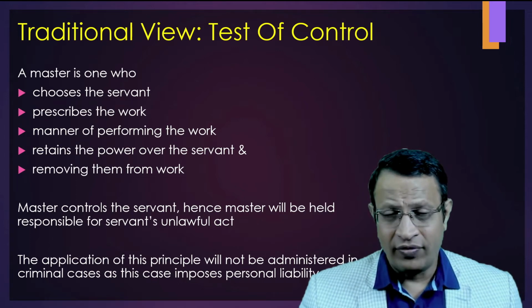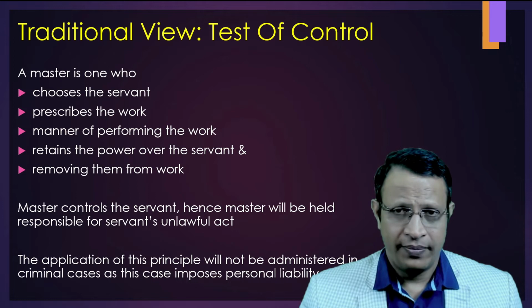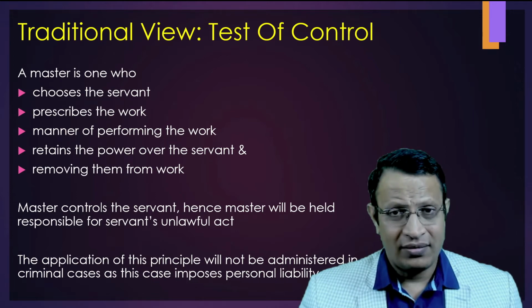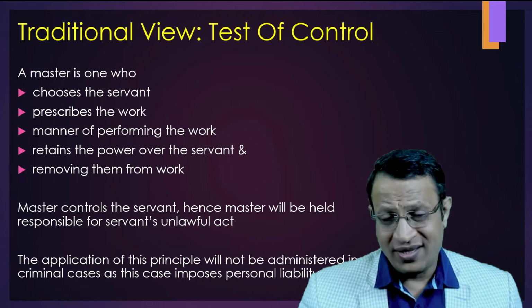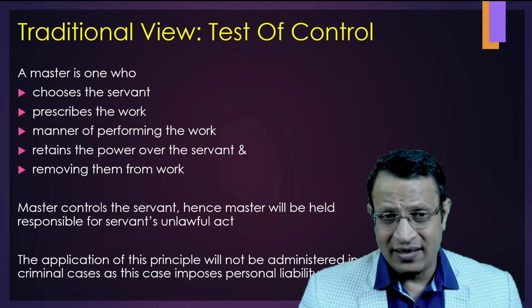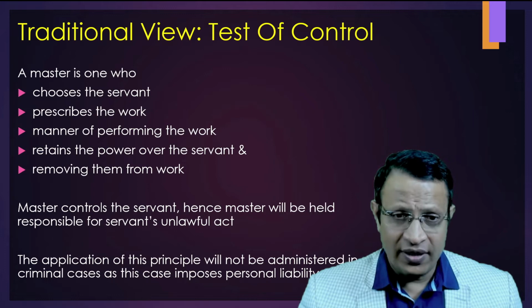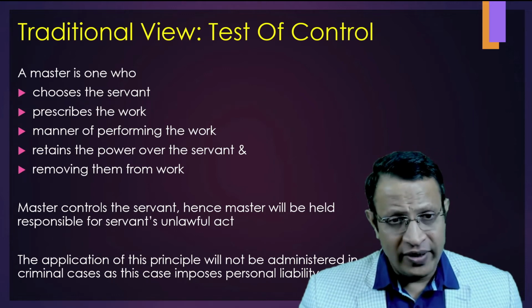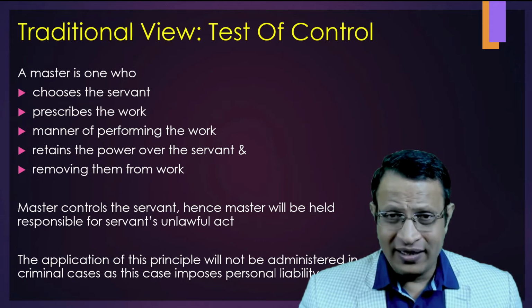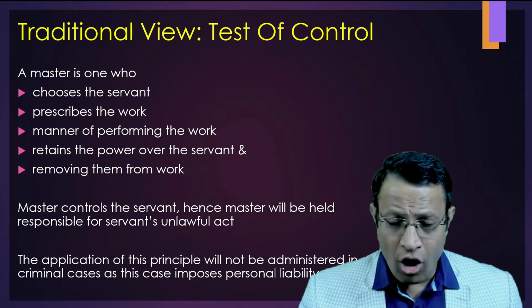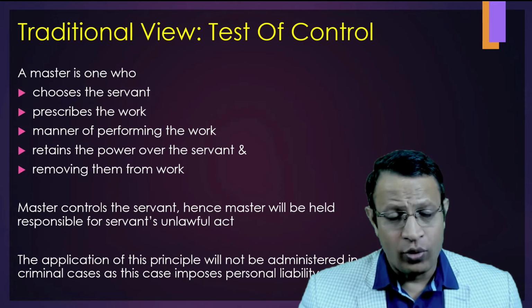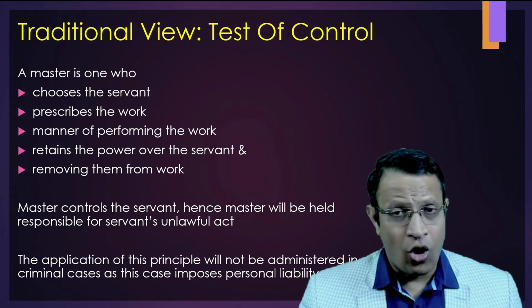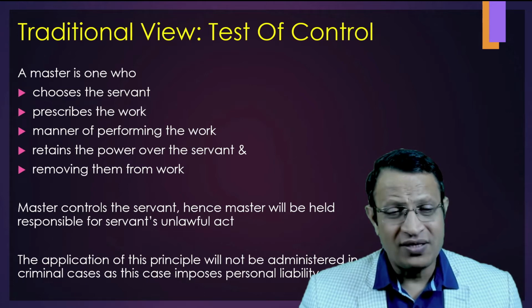The traditional view is the test of control. Here the master, the employer, is the one who chooses whom to employ, that is the servant. He prescribes the work, manner of performing the work, providing the salary, providing the reinforcement, punishing for not doing the work or doing wrongly, and he retains the power over the servant.